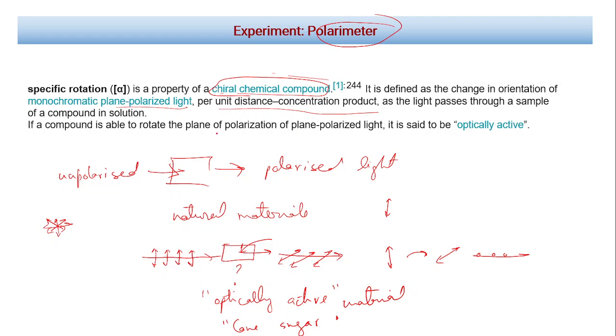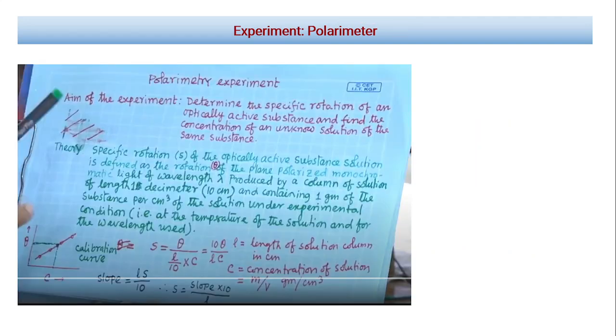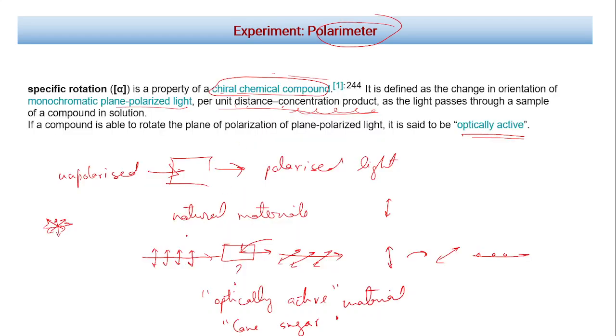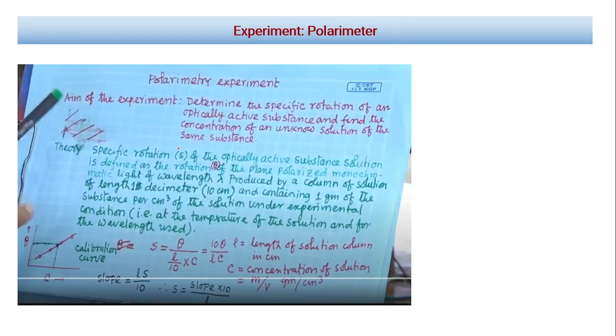If a compound is able to rotate the plane of polarization of plane polarized light, it is said to be optically active. And we'll see what we mean by per unit distance concentration product. A polarimeter is an instrument through which we can determine how much that rotation has happened, how much the plane polarized light has rotated. That equipment is called a polarimeter. Again, to get this definition of specific rotation, we define specific rotation for an optically active substance and a solution of it.